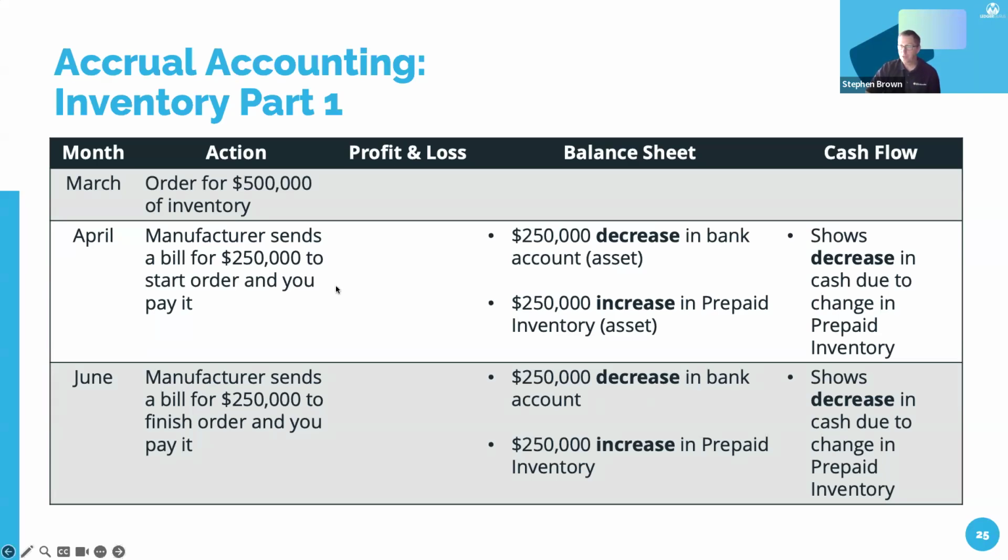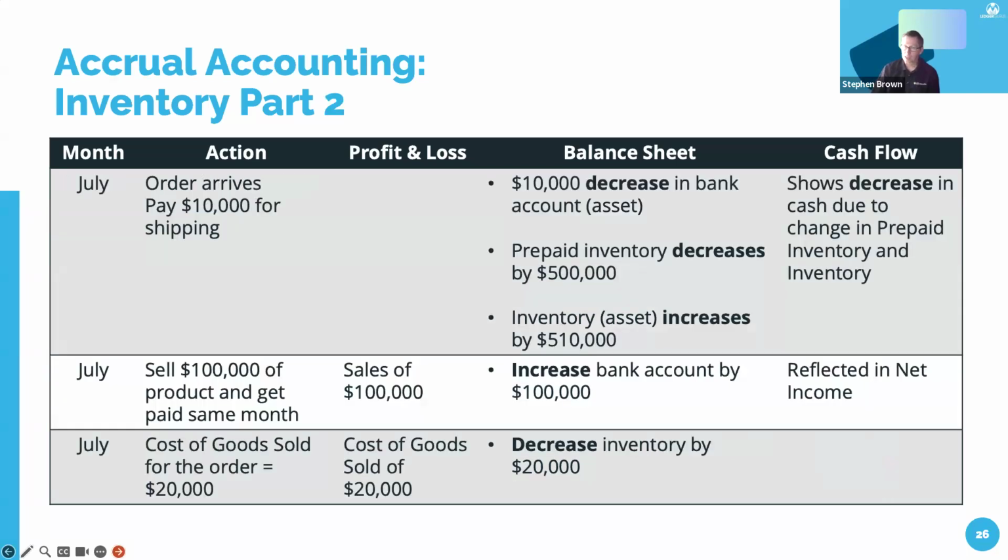Manufacturer sends me a bill for $250,000 to start the order in April. So I decrease some cash and I increase an asset, prepaid inventory. I see a decrease in cash on my cash flow statement. Manufacturer sends the final bill a couple months later. I lose more cash and I increase my prepaid inventory. Cash goes down. July, the order arrives.